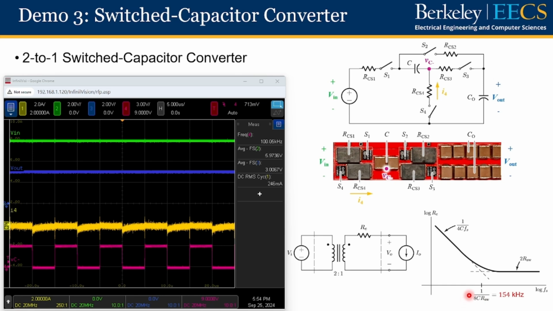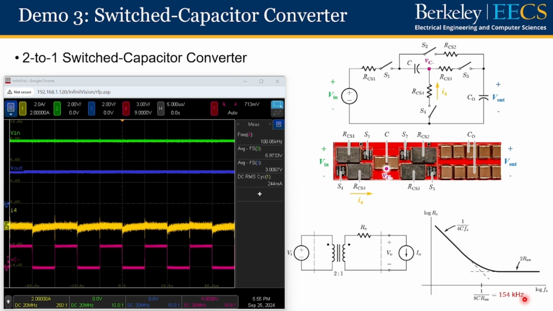Typically, we say that the transition point between the slow switching limit regime and the faster switching limit regime is a good design point, because at this point, we can achieve a good balance between the charge sharing loss and the frequency dependent loss. Now, the transition point for this converter is designed at 154 kilohertz.